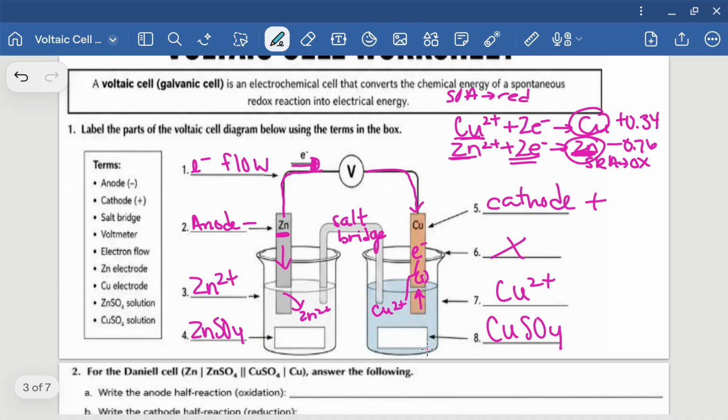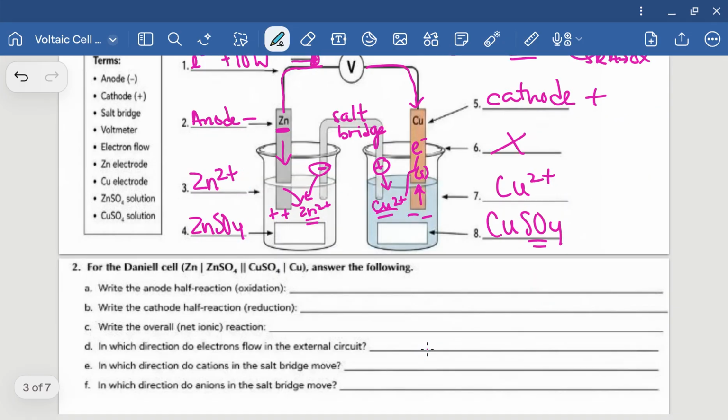Now, the other part that just completes the circuit: as the zinc 2 positive gets added to the solution, you're going to have a more positive charge in this beaker. So from your salt bridge, it is going to attract negative anions to neutralize those charges. Then from over here, those copper 2 positive, when they leave the solution, are going to leave behind that sulfate ion, which is negative. So those positive ions from the salt bridge are going to come over to neutralize this beaker. So that's how the whole Voltaic cell works every single time, as long as you know which one is your anode and which one is your cathode.